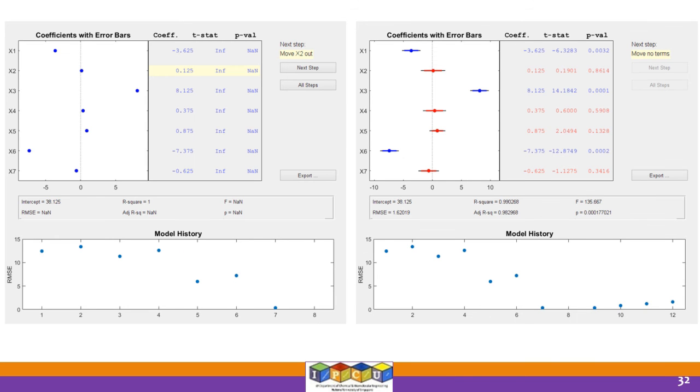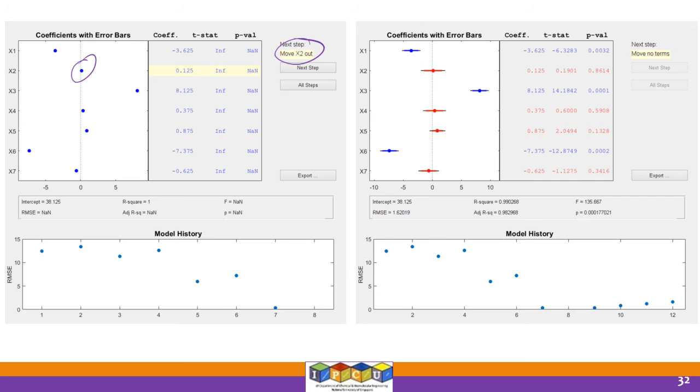So I am adopting a backward stepwise regression where I include all the terms in the model, and then I'm going to eliminate the terms that are deemed unnecessary. At this stage it says move x2 out. So I move x2 out and I follow a sequence of recommendations that this tool provides me. And finally I come and stop here, right?